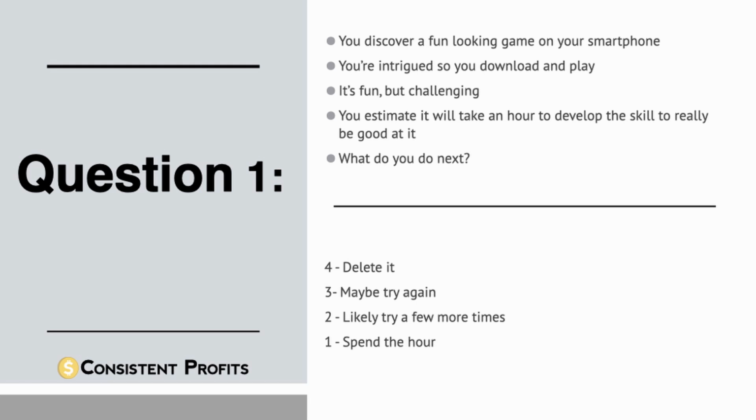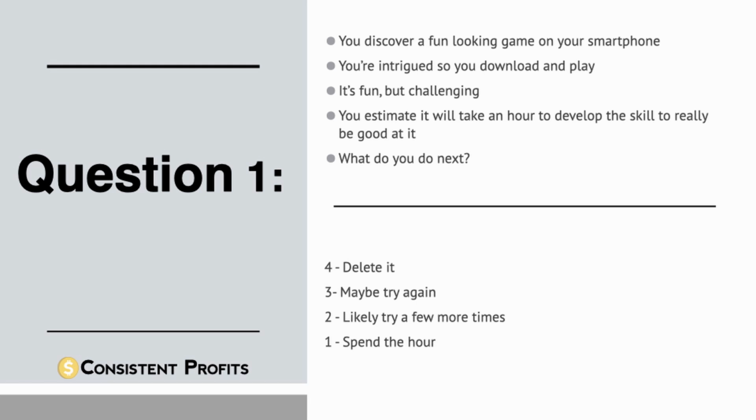If you delete it and move on to the next thing, well, then make a note of number 4. You just want to put a 4. That's for question number 1, you would be a 4. If you maybe try again to play, just to double check to make sure that it really was like you thought, a little harder than you thought it might have been, then mark yourself for question 1 as a 3. If you're likely to try a few more times, not just once, but maybe a few times to practice to see real quick if you can get good at it, then mark yourself as a 2.